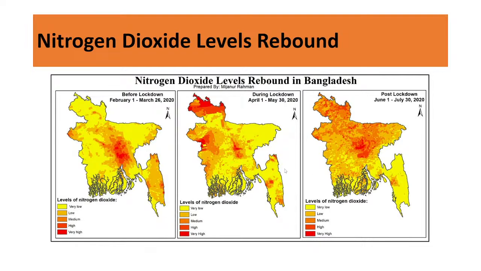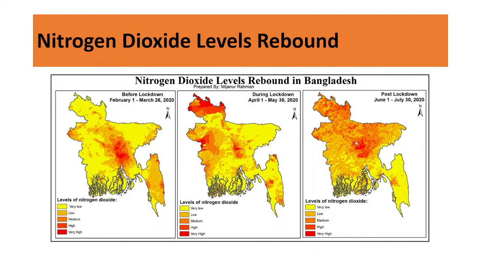But in the past period, during lockdown, we can see it only for Dhaka city. In other regions you can see there is very low distribution during lockdown. Okay, also very low in this place. But when the lockdown period finishes, we find that higher levels of nitrogen dioxide rebound and spread across the whole country. You can see it showing more nitrogen dioxide level rebound in Bangladesh after lockdown. We can get this type of image for post lockdown.